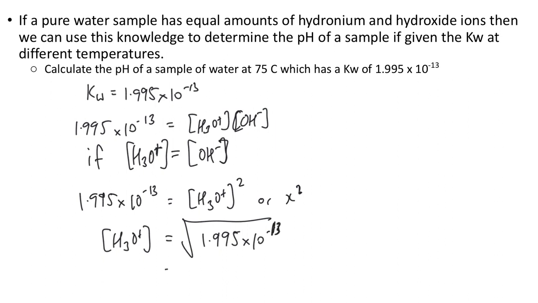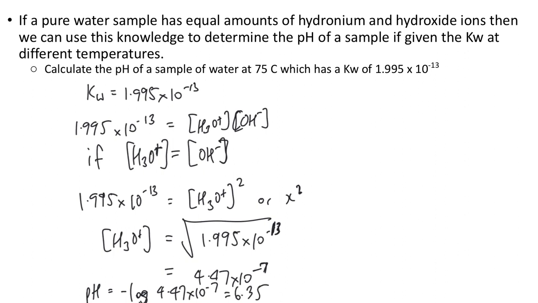Okay, which will happen to be 4.47 times 10 to the negative 7. And then if you do the pH calculation on that, pH is equal to the negative log of 4.47 times 10 to the negative 7. You get some value, 6.35.